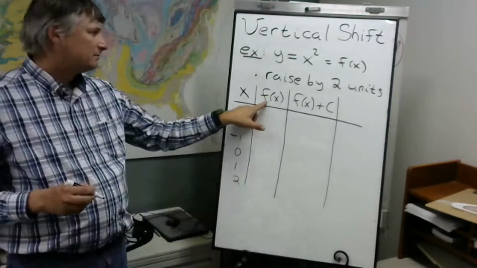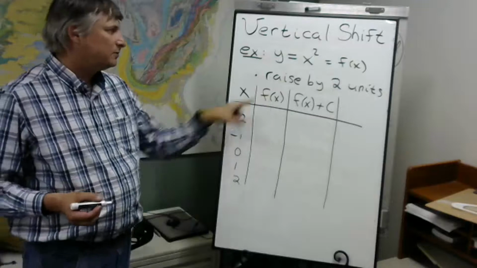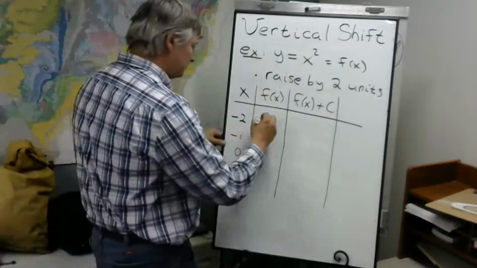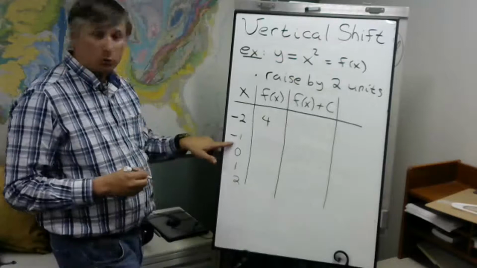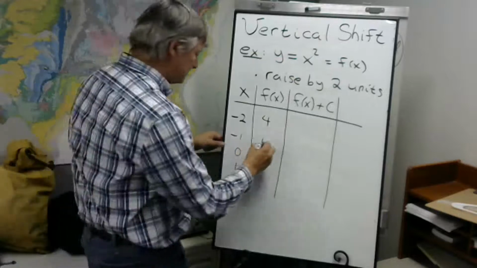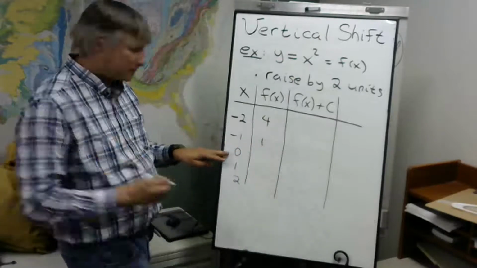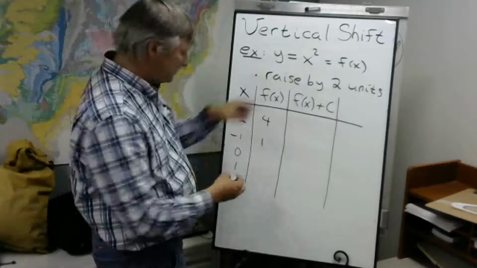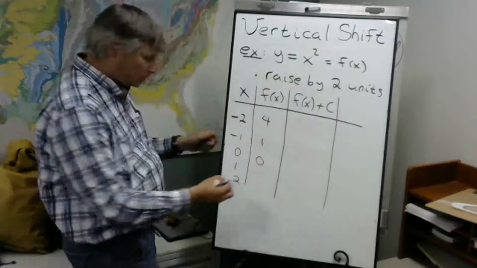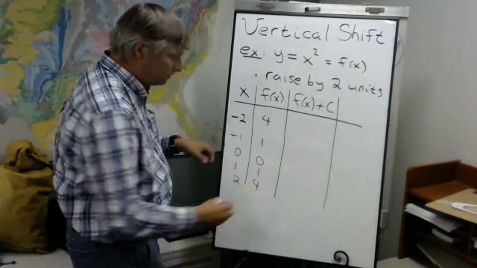So f of x, well, that's going to be f of -2. We're squaring -2, we get 4. Square -1, we get 1. Square 0, 0 times 0 is 0. 1 times 1 is 1. 2 times 2 is 4.